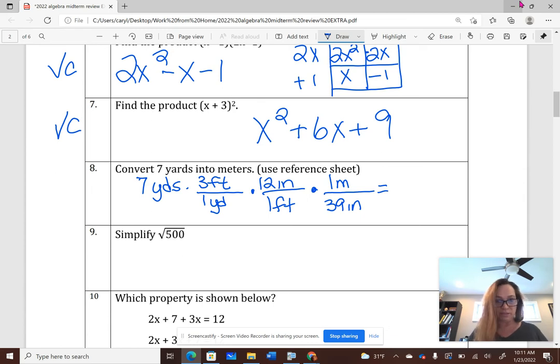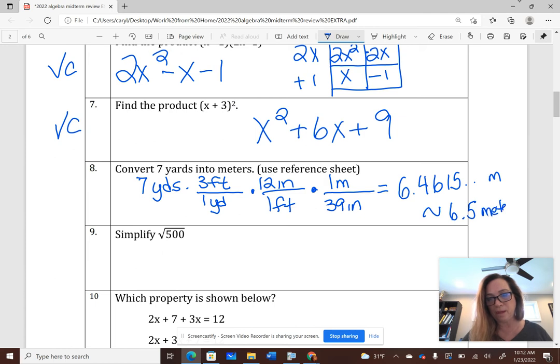So now let me just multiply. 7 times 3 times 12 divided by 39. So it's 6.4615 meters. So it's approximately 6.5 meters. Approximately. All right.